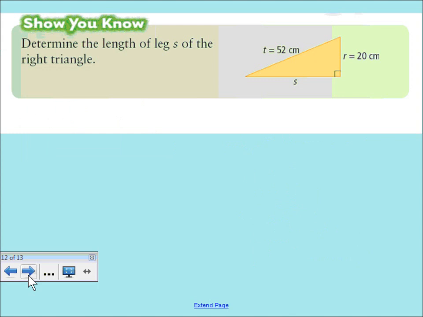This is the final Show You Know. Determine the length of leg S of the right triangle.